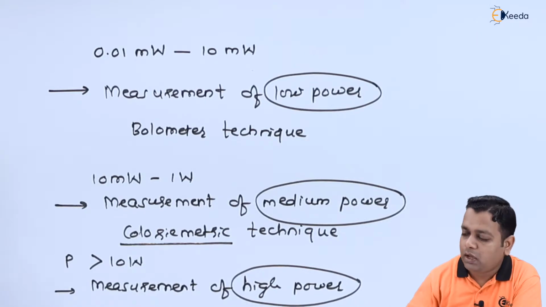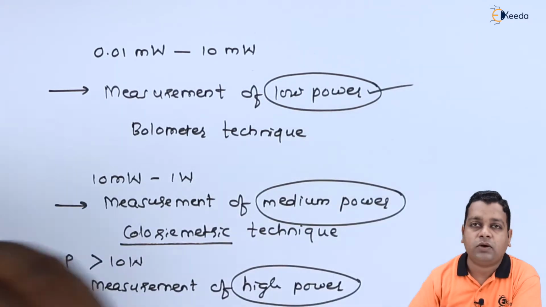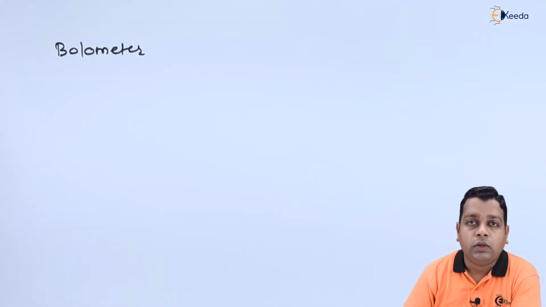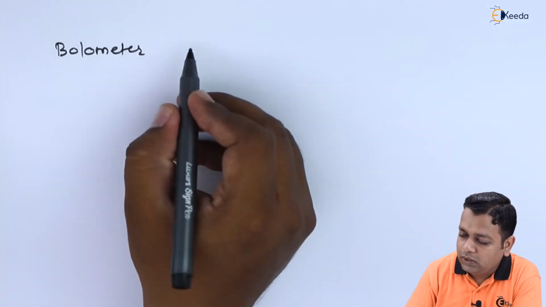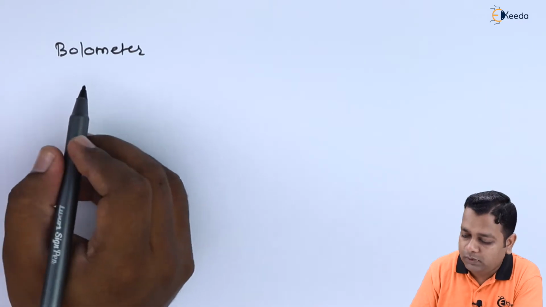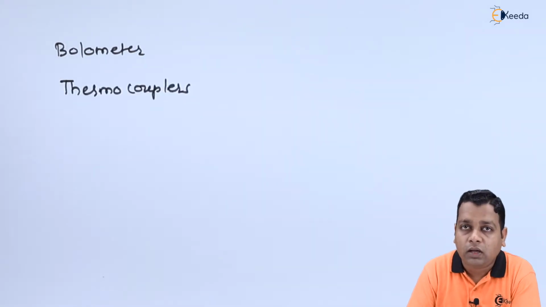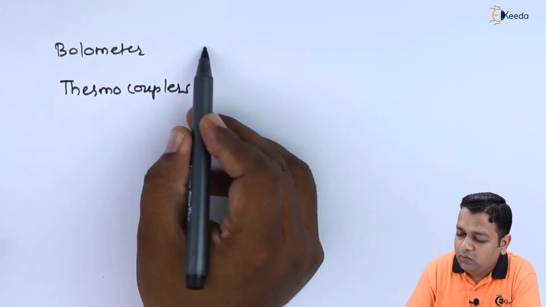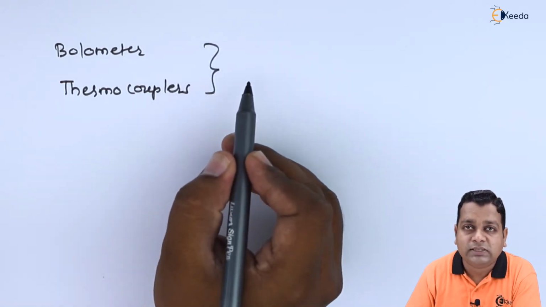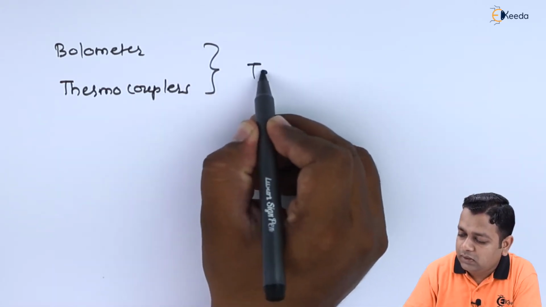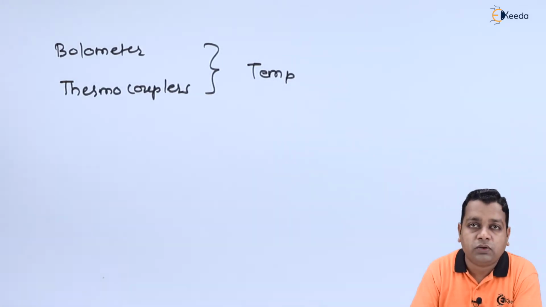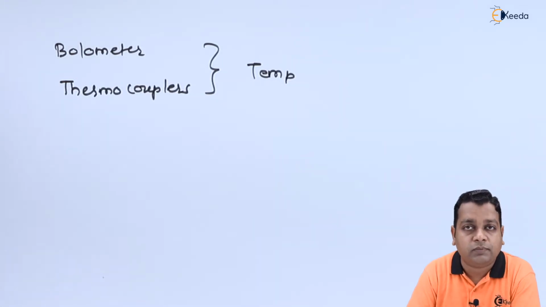So let us first of all have a focus on measurement of low power. For the measurement of low power, we have already stated that it is the use of a bolometer. The bolometer, or we can also take the case of thermocouples. So bolometer and thermocouples are devices which are sensitive to temperature here. So temperature, we know, can be measured in terms of calories, in terms of Fahrenheit here.